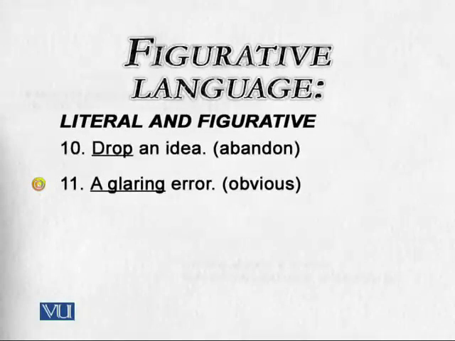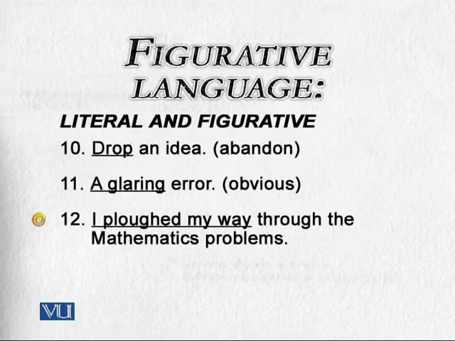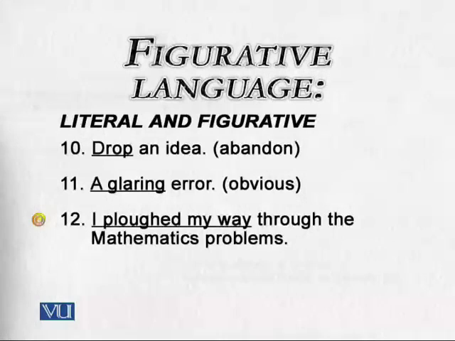Glaring means an obvious error. So from the glare, you took the attribute and gave it to errors: glaring errors, errors which are quite obvious. And: I plowed my way through the mathematics problems. Of course, you resolved your mathematics problems. We plow in the fields, actually; farmers plow in the fields. So this is how you do it. This is called literal and figurative language.